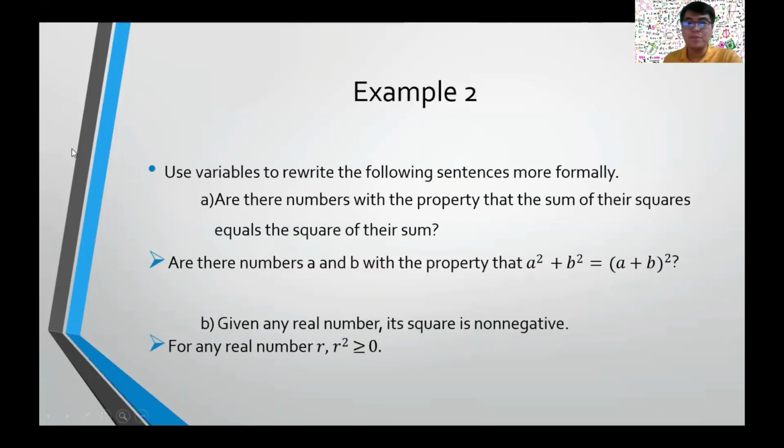Let's try example 2. Use variables to rewrite the following sentence more formally. Are there numbers with the property that the sum of their squares is equal to the square of their sum? So are there numbers, A and B, with the property that A squared plus B squared is equal to the quantity A plus B squared? Let me do that once again with a whiteboard.